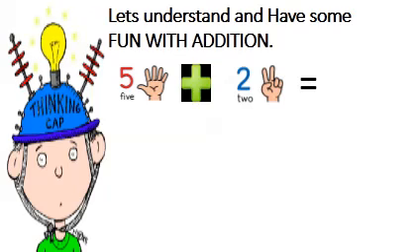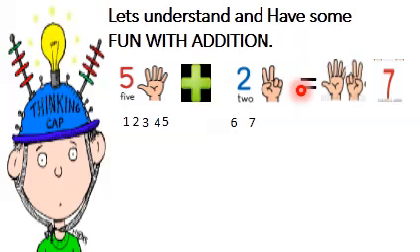Children, put on your thinking cap. We are going to have some fun with the addition. What do you see on the screen? Number 5 and plus 2. So can you see? There are 5 fingers and here we have 2 fingers. When we add 5 and 2, what is our answer? 1, 2, 3, 4 and 5, 6, 7. So our answer is 7. That's right.